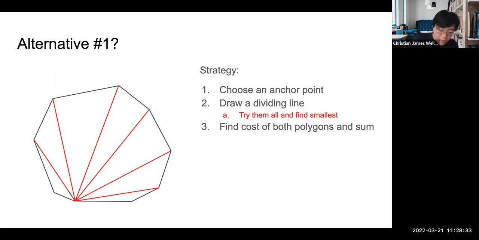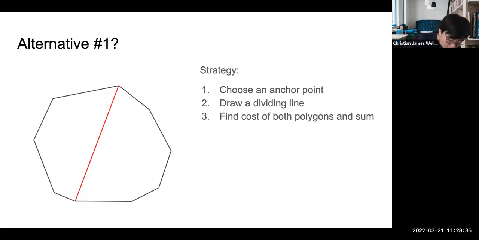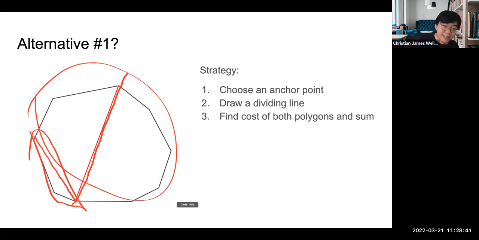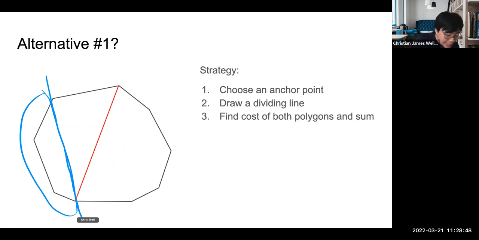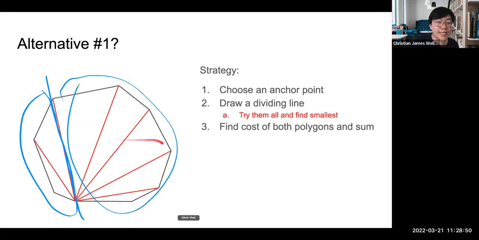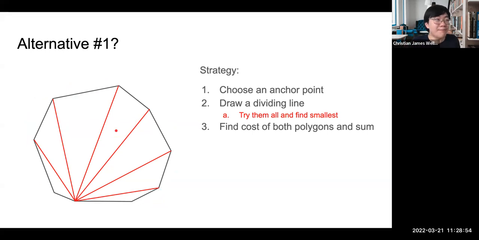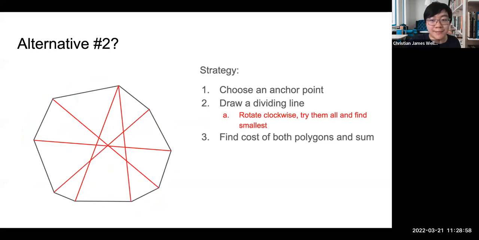So the first choice is cutting into two for this polygon. The second choice is cutting into two for this one and this one. Okay, let me use another color. So another choice might be if you cut it like this, then take the minimum over everything. Try them all and find the smallest. This is a way I can break down the problem, but does it give the best answer? Something to think about.